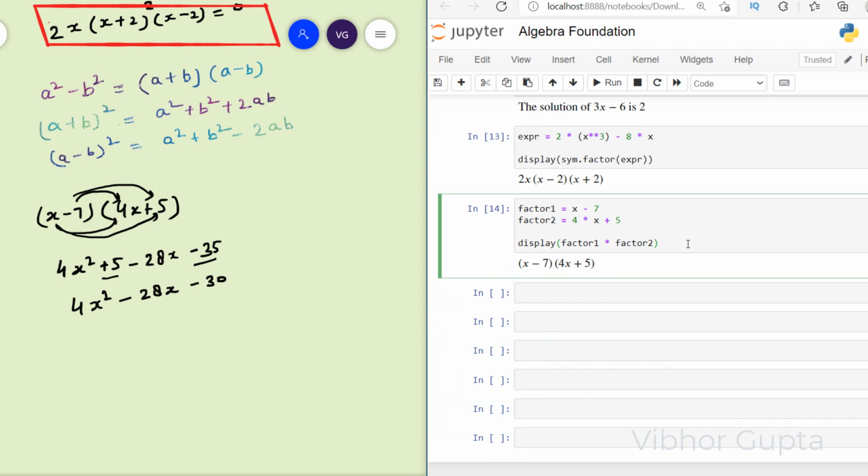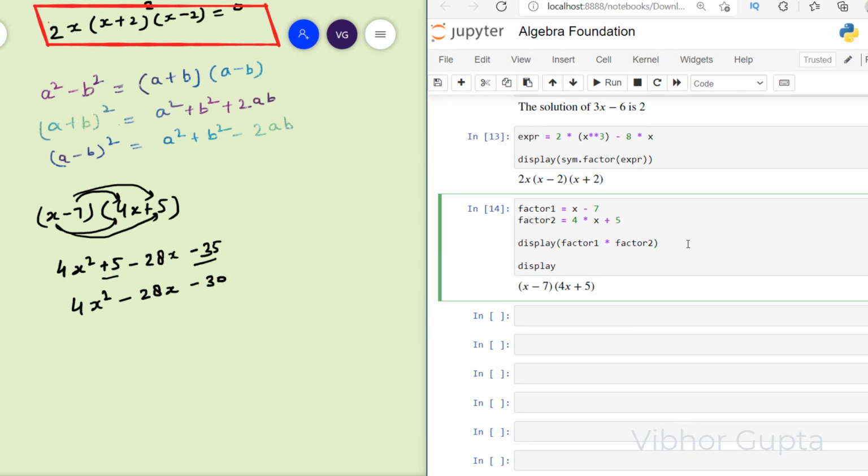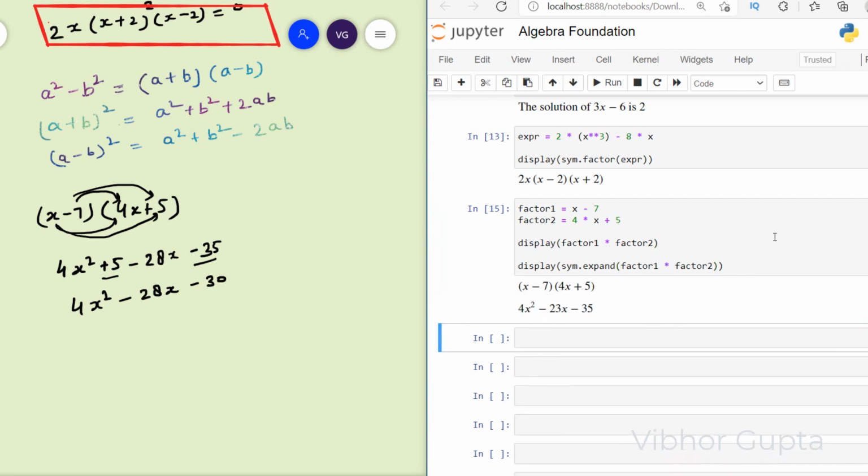Now if we want to expand it, I can say display sym dot expand and then factor 1 into factor 2. Now if I run it, you see that we got the output, but somehow it is not matching. I think we did something wrong here, so let's verify. Okay, so this is 4x square plus 5x. Okay, so we missed x here.